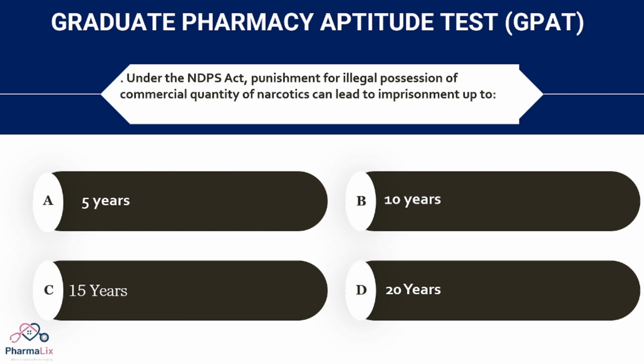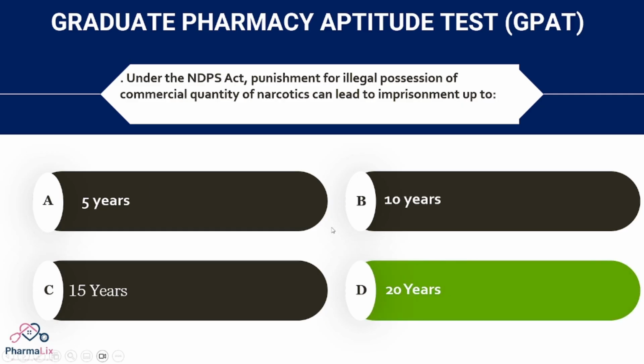Under the NDPS Act, the punishment for illegal possession of a commercial quantity of narcotics can lead to imprisonment up to 5 years, 10 years, 15 years, or 20 years. So this is going to be a straight answer. That is, if you are possessing a commercial quantity of narcotics, it can lead to 20 years of imprisonment.